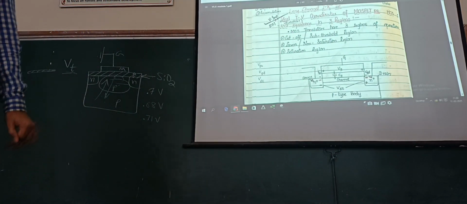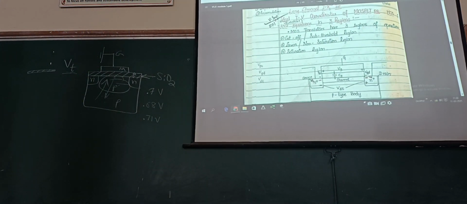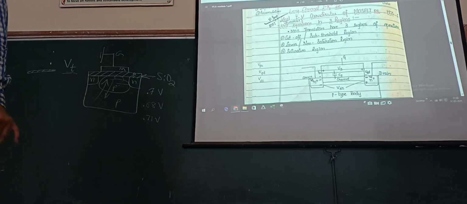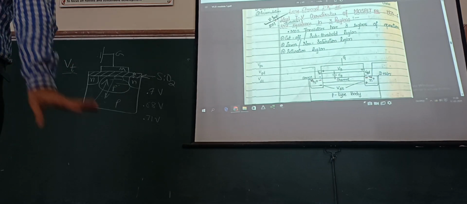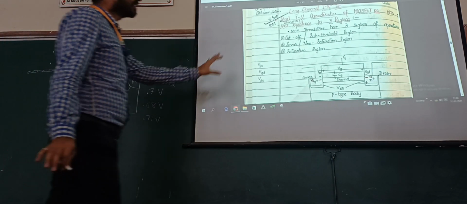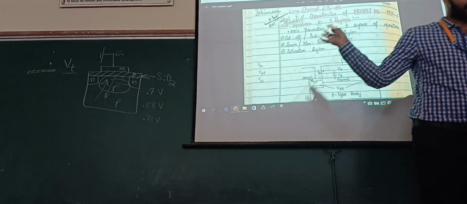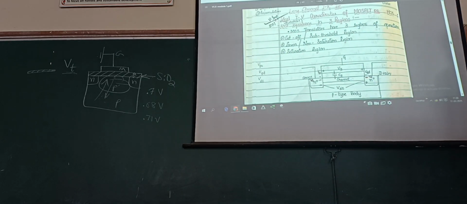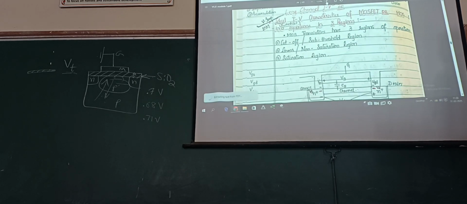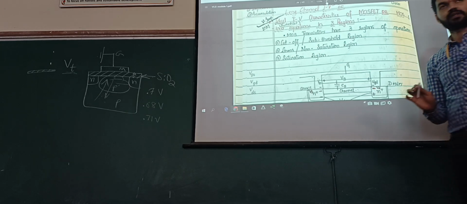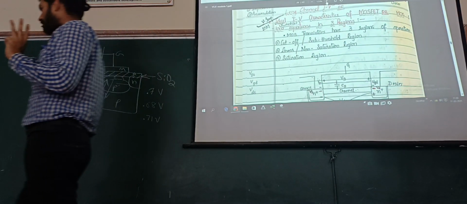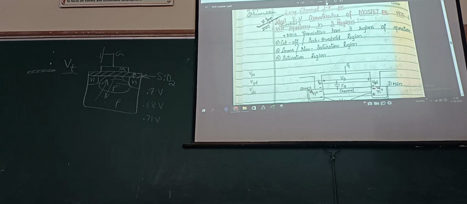Next is design equations of the MOSFET. This is the most important part of your module 2. 100% it will be asked. In the final exam, this question is repeatedly asked. So, to study the design equations of MOSFET, first we have to understand that the MOSFET works in three regions of operation.